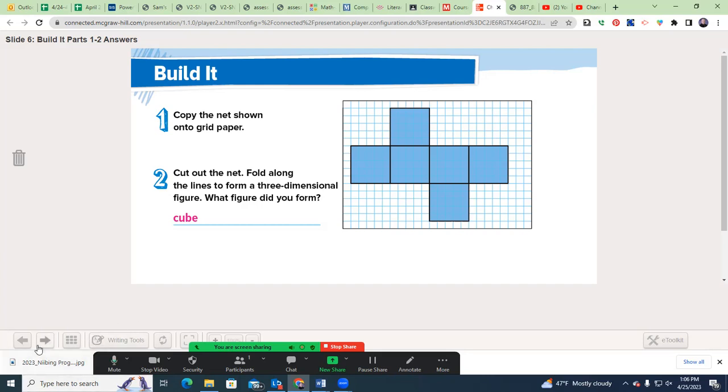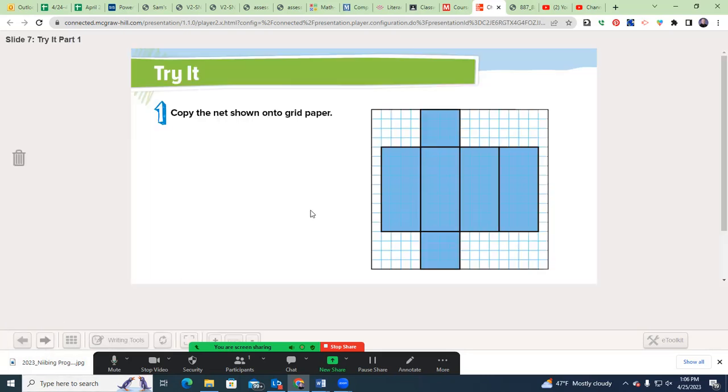With another one. On 936, we're going to try it, so we'll need some grid paper for that. And once you've copied it on there, you're going to go 1, 2, 3, 4. Try to count your cubes to make sure they work out right. You're going to pause the video and come back when you're ready.